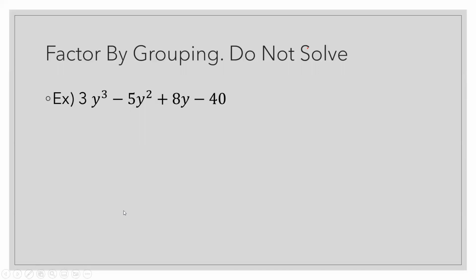Example 3, factor by grouping, do not solve. Let's check if we have four terms. So we have 1, 2, 3, 4. So we definitely can try grouping. The next step is split it in half.